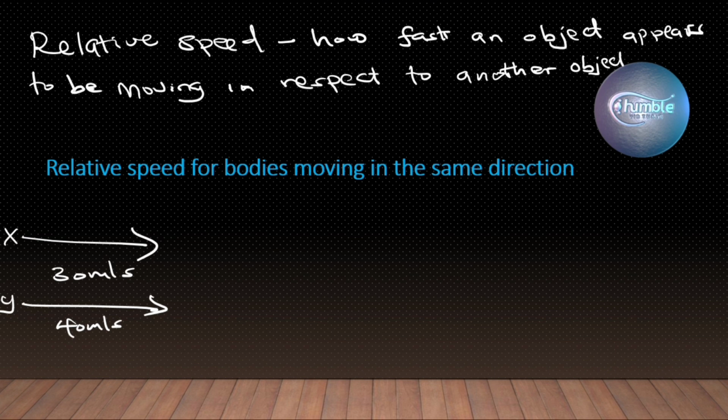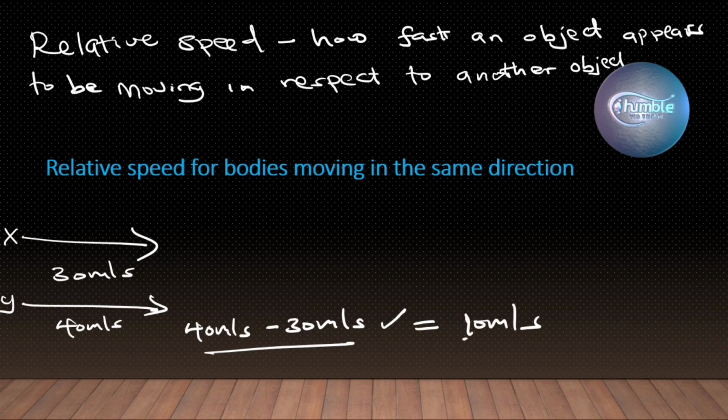If you look at this, between 30 and 40, 40 is the higher speed, meaning Y is moving at a higher speed compared to X. But by how much? At what speed? The difference between them tells you by how much Y is moving faster than X. You get 40 meters per second subtract 30 meters per second. Then this gives you what? 10 meters per second. So it means that Y is moving 10 meters per second faster than X.